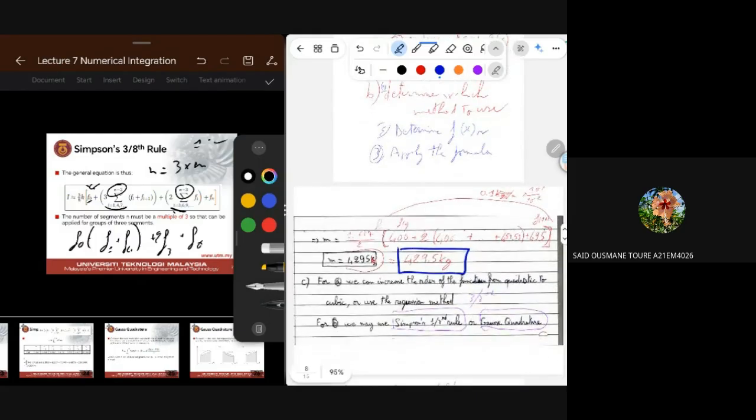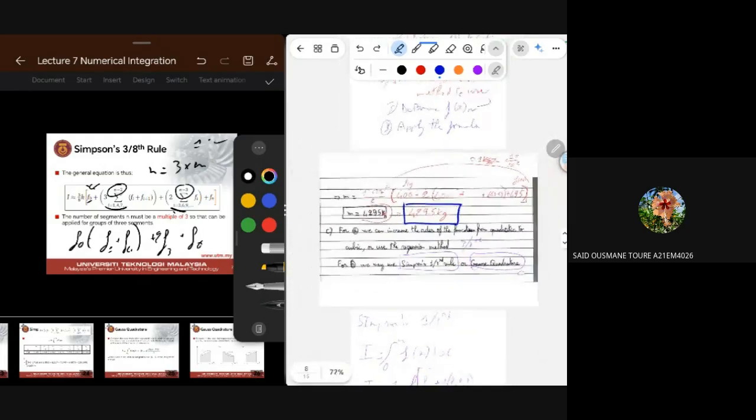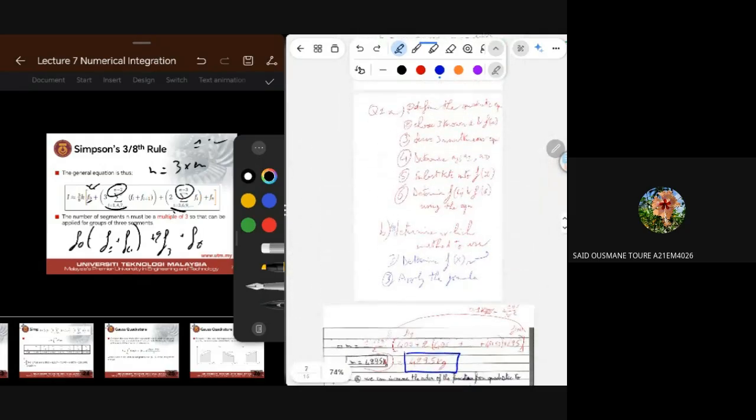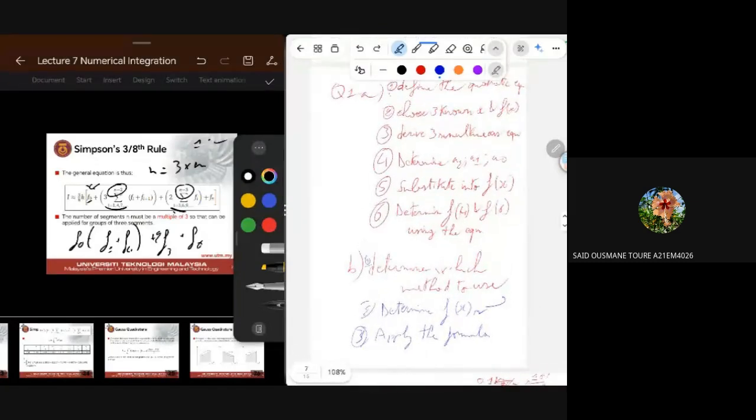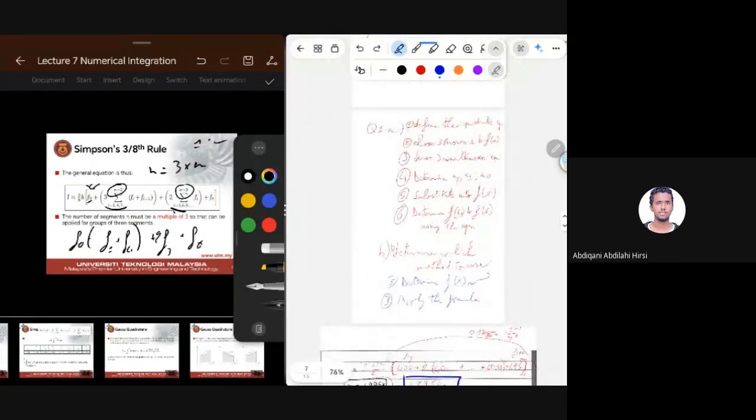So apply whichever formula, but you need to have the values of f here. Make sure you get the values of x first. Understand? Is it clear for question 1, everybody? How we did it? You can check the methodology here later. Alhamdulillah, it's good now.